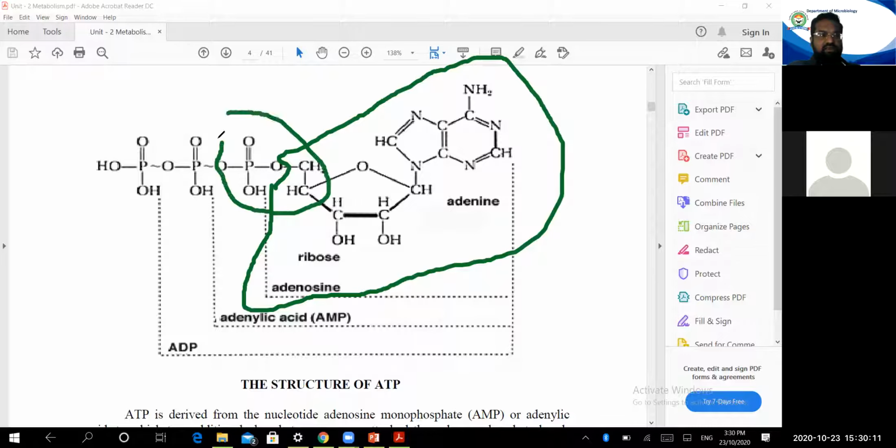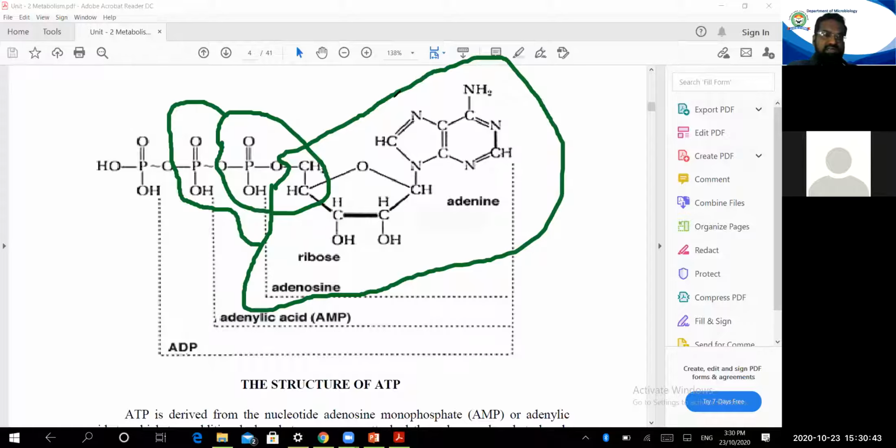Okay, this becomes adenosine monophosphate. Again, a kinase enzyme acts upon it and adds another phosphorus group, and now this becomes adenosine diphosphate. Adenosine monophosphate in short is called AMP. When two phosphates are attached, it is called adenosine diphosphate, ADP.